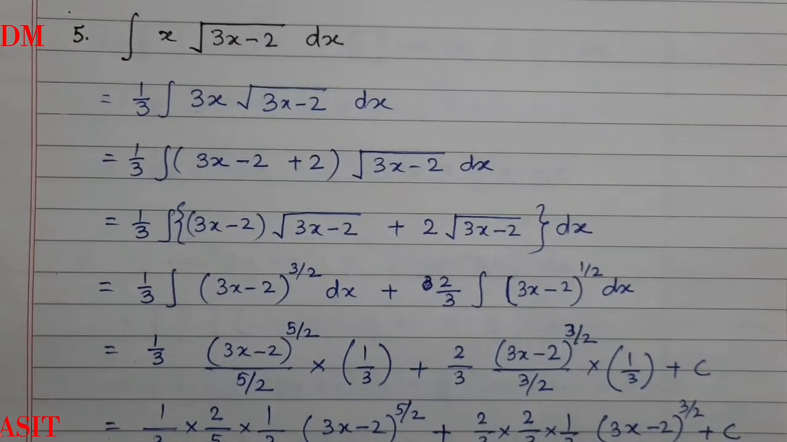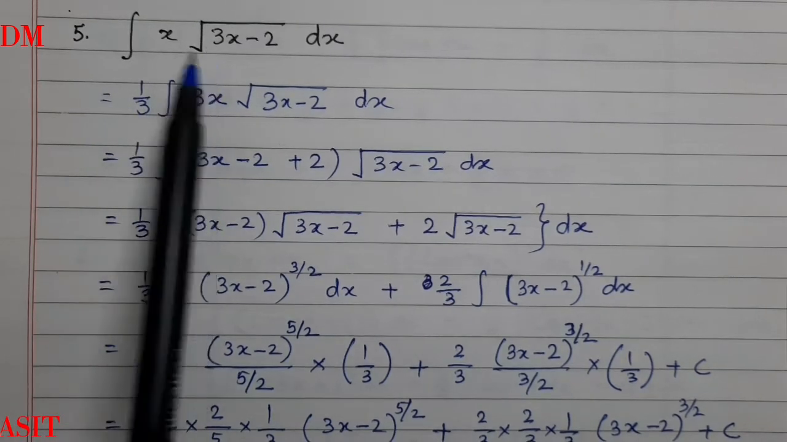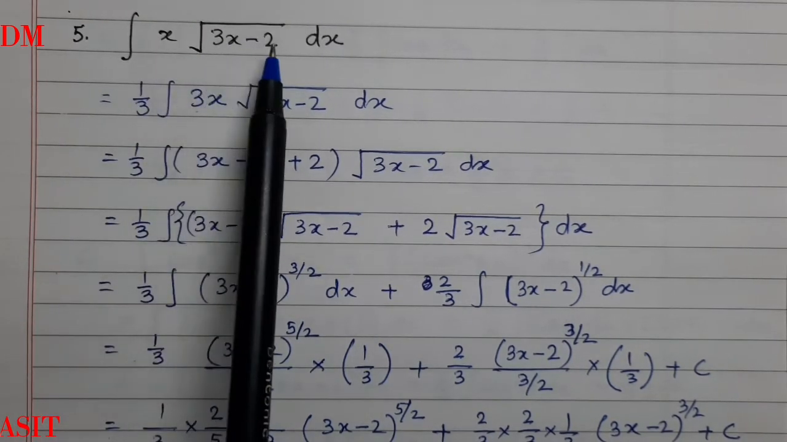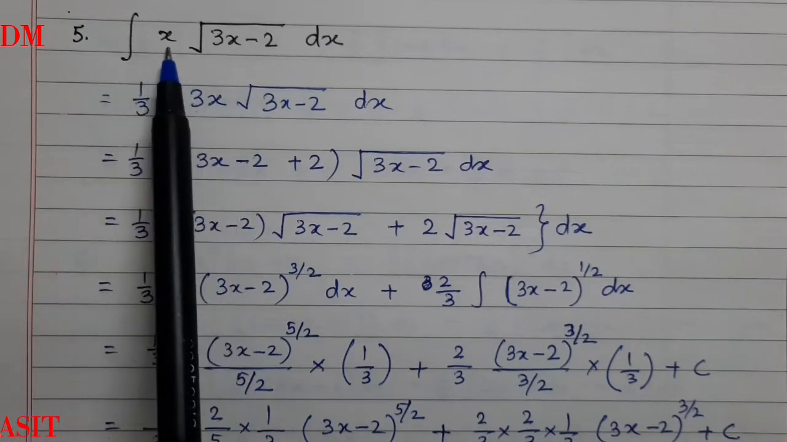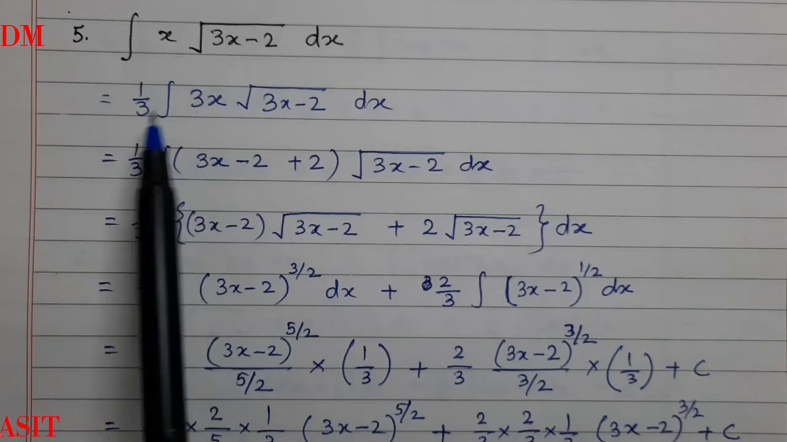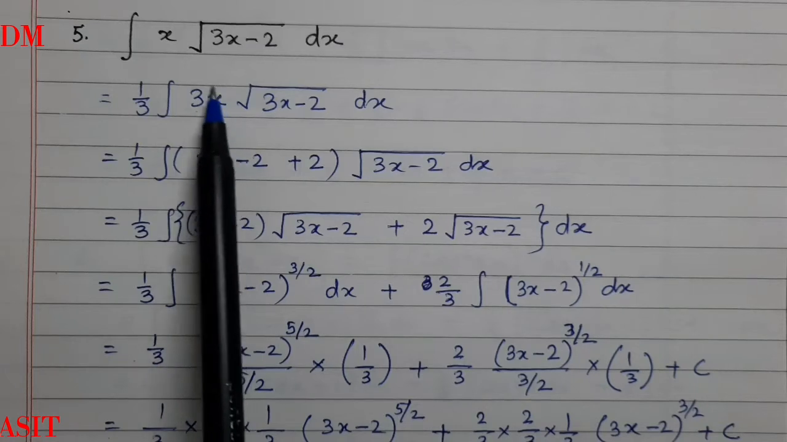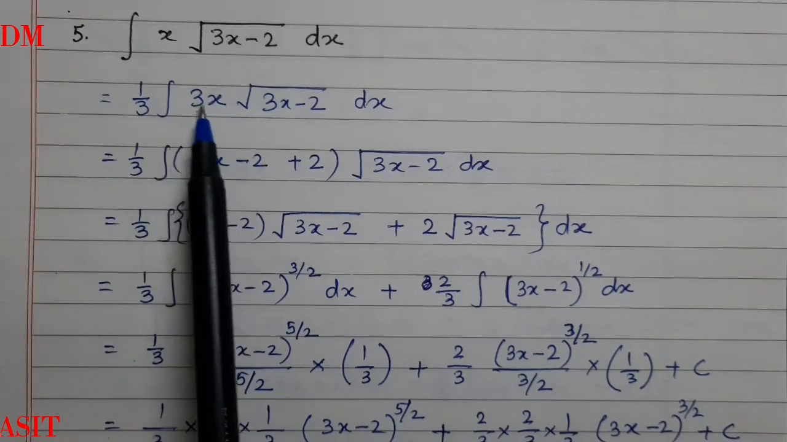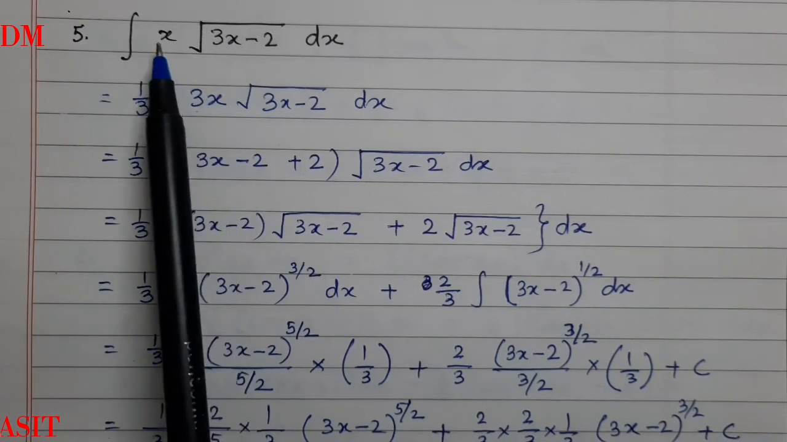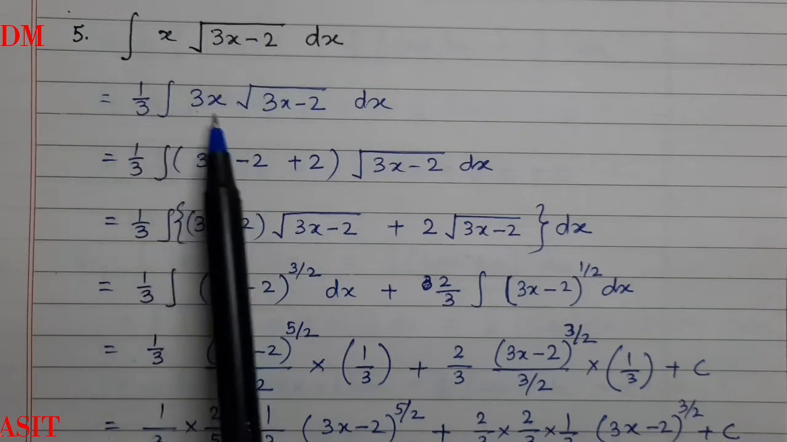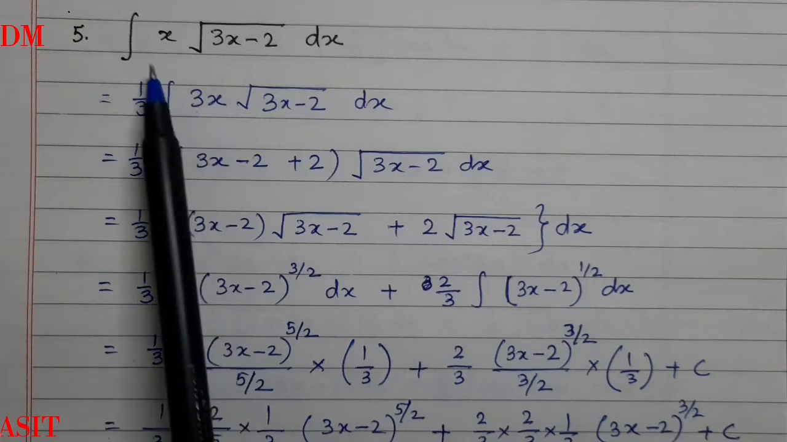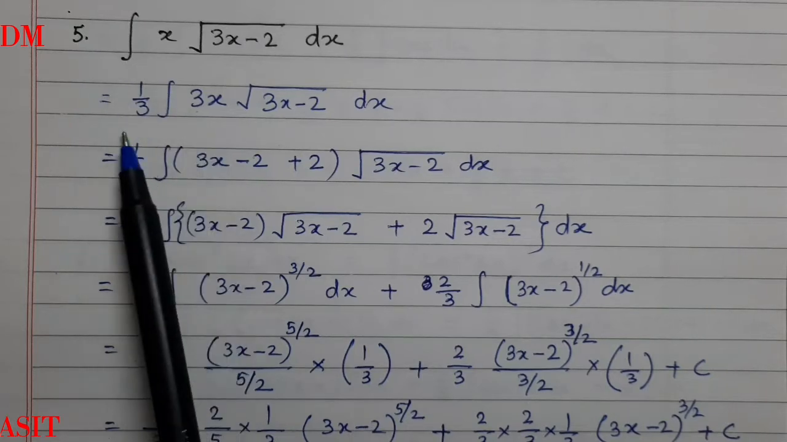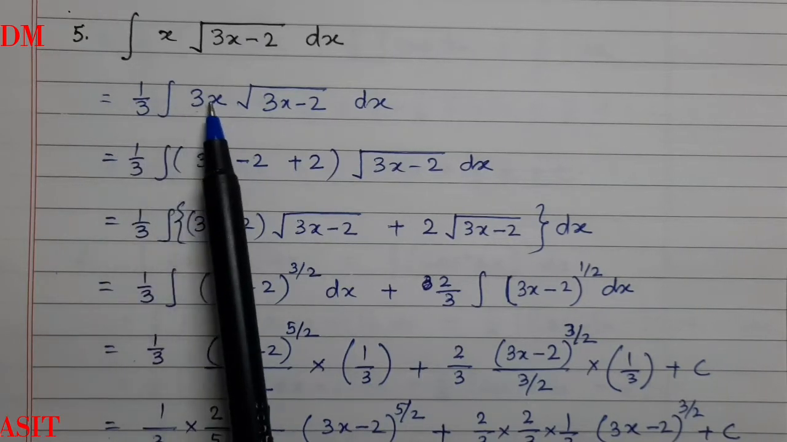Now the next question is integration of x into root of 3x minus 2. For that, what should I do? We can multiply 3 in both numerator and denominator, to make it 3x. Why am I going to make it 3x? Because my target is to make that x into 3x minus 2. So this is the first step to make x into 3x minus 2. So I have multiplied 3 in both numerator and denominator, so I have made it 3x.